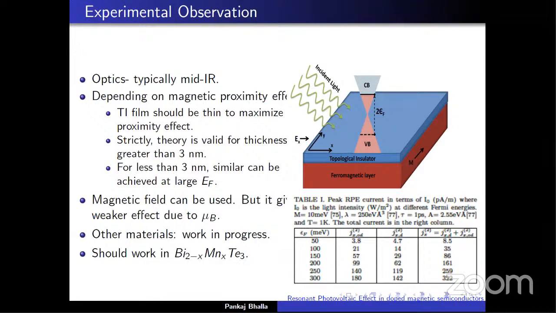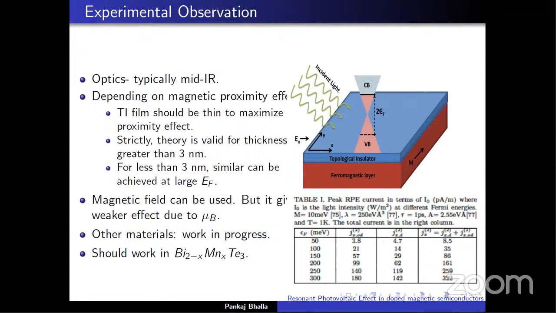Another question is: can we apply this theory for materials having a thickness less than 3 nanometers, or can we generate this type of effect? Yes, we can still generate this effect. Although this theory is valid only for greater than 3 nanometers, this effect can still be generated because it can be achieved with a large Fermi energy, since the Fermi energy scale is quite large compared to the interlayer tunneling strength. So this effect can still be generated.